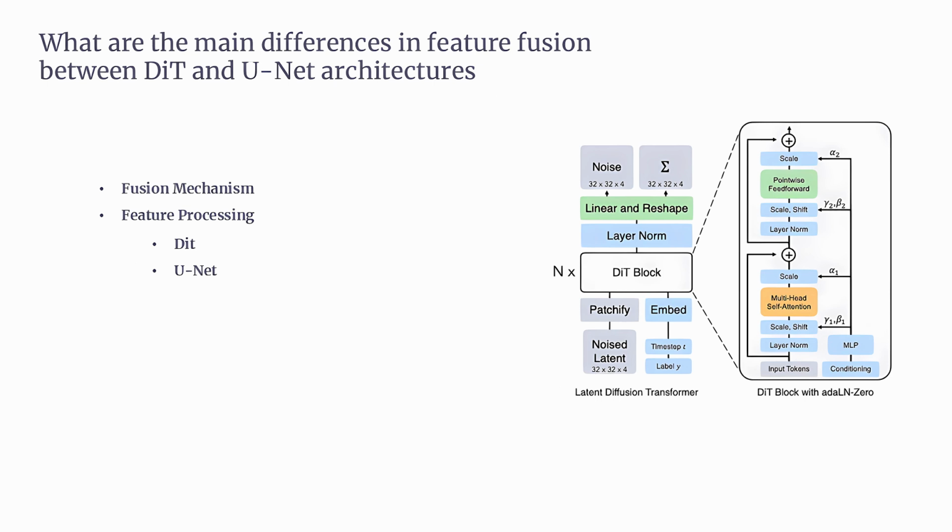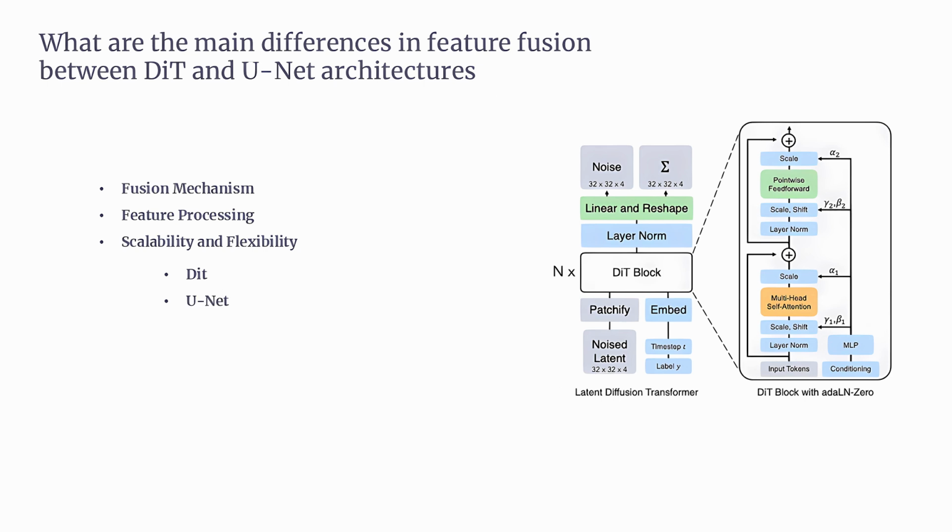Combines low-level details from early layers with high-level abstractions from deeper layers using its U-shaped architecture. The third. Scalability and flexibility. For DiT, highly scalable. Performance improves as the model size and the number of input tokens increase, making it ideal for large-scale tasks. Task adaptability. Works well with diverse tasks, including multimodal applications.